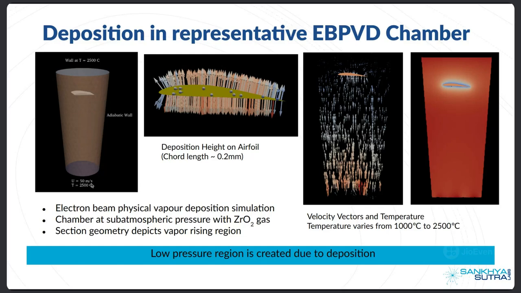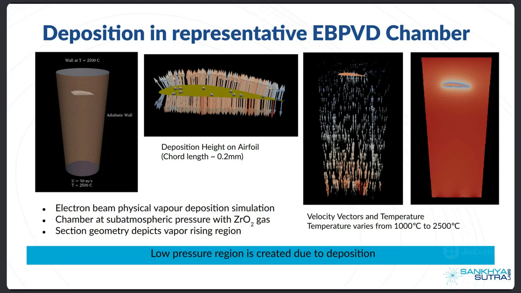Here, what we are showing is this flow of zirconium oxide gas, which will finally be deposited on this airfoil through a diverging section here. And the flow comes in at around 50 meters per second and at a temperature of 2500 degrees Celsius. This temperature is chosen because it is close to the melting point of zirconium oxide. And these molecules from zirconium oxide then go and deposit onto the airfoil. The deposition along the surface of this airfoil is shown with the arrows here. The arrows with red color indicate a higher rate of deposition compared to the blue arrows.